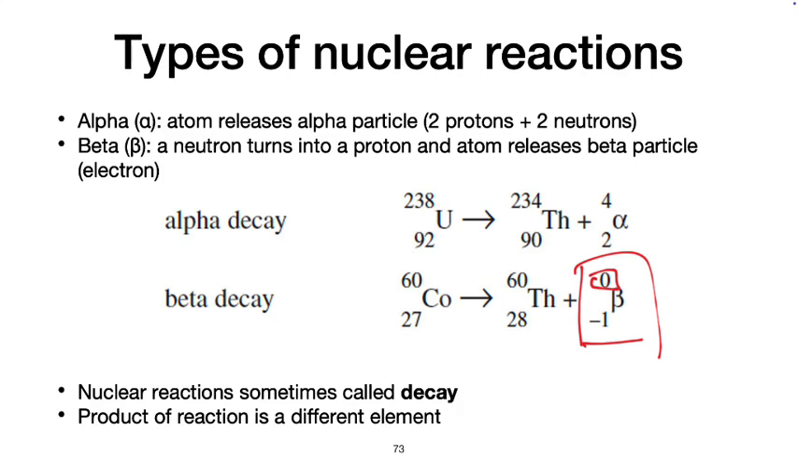Okay. What was the lower left? What was that supposed to be? That was our number of protons, right? Our atomic number. Can I have -1 protons? No, because what is the beta particle? An electron. It's an electron.